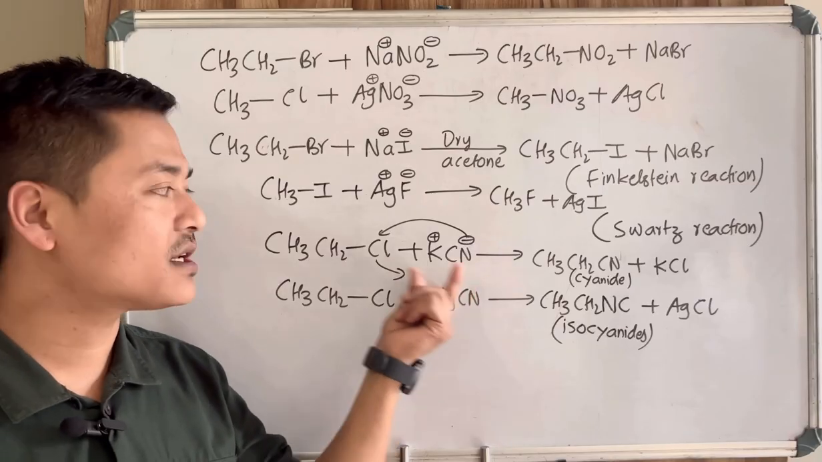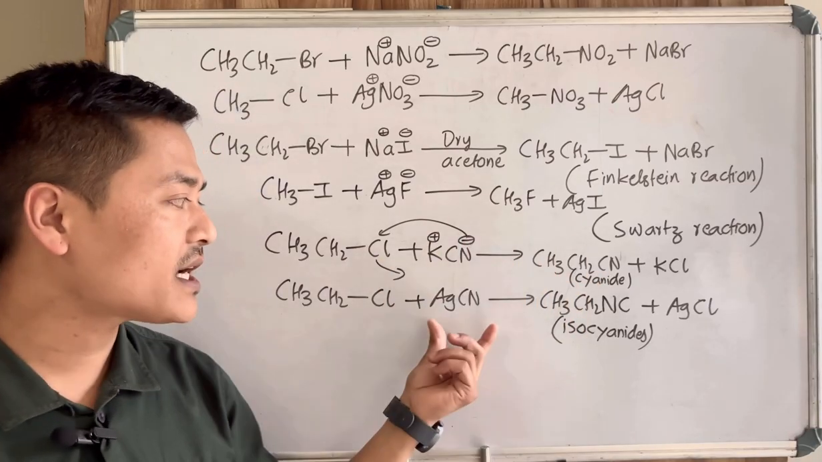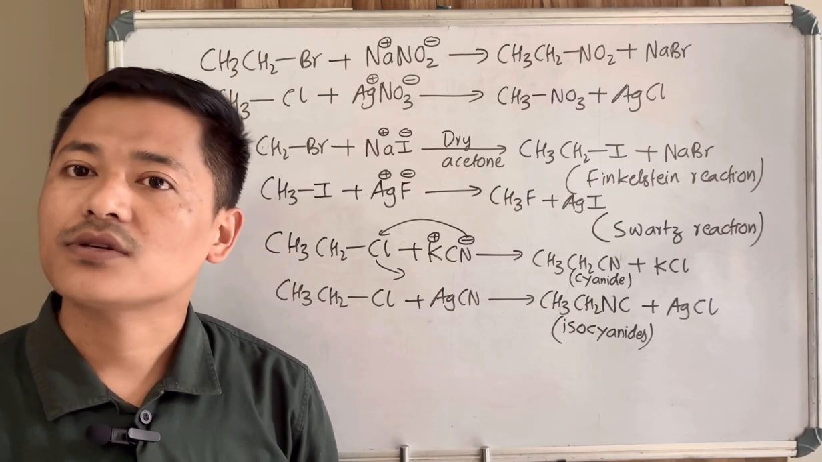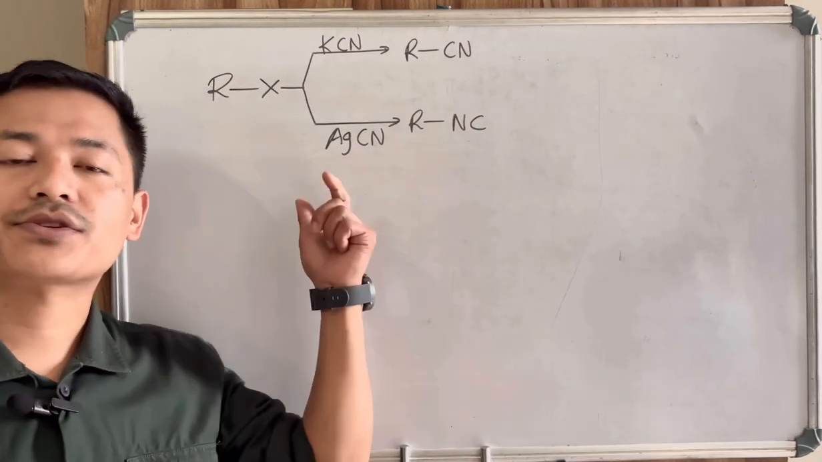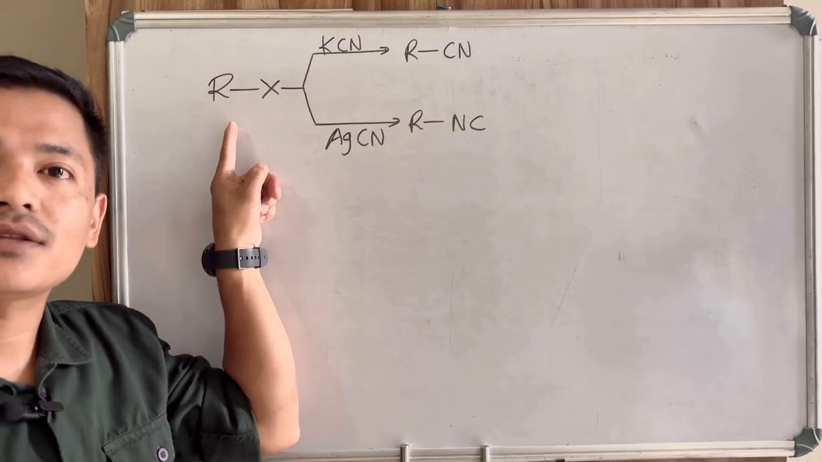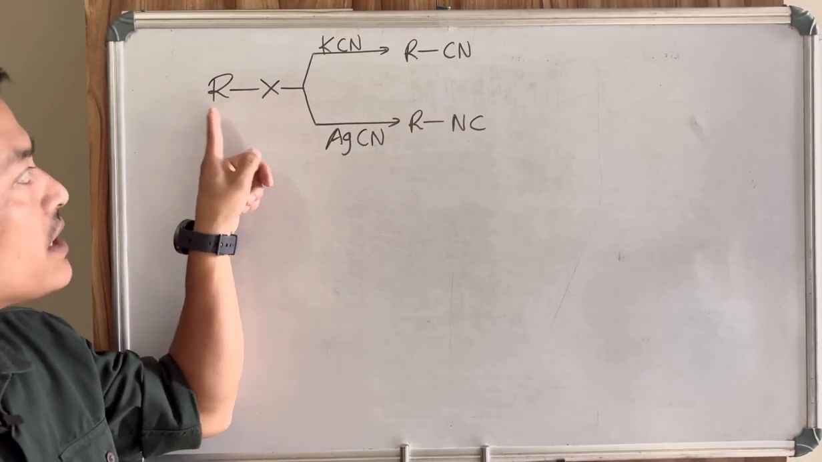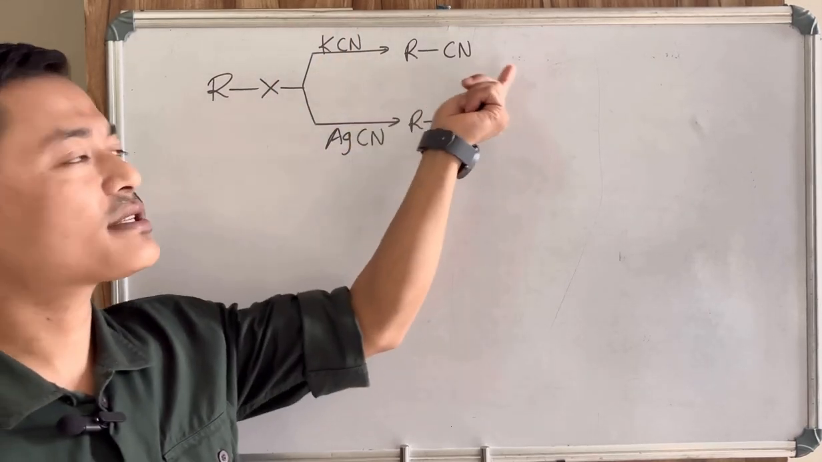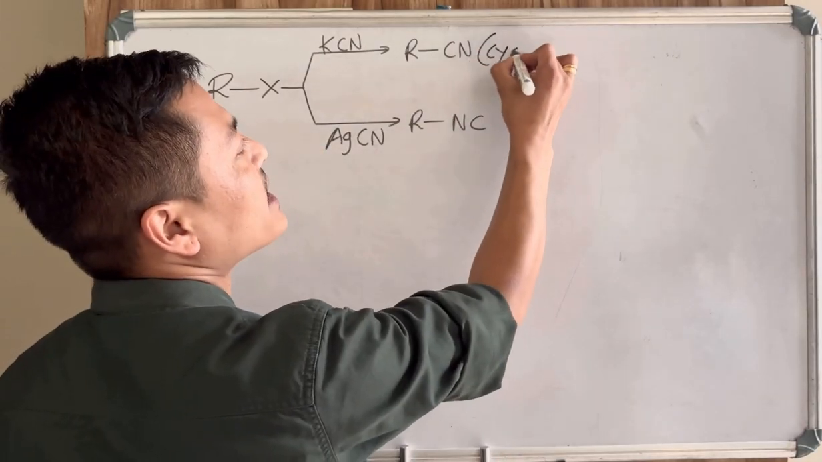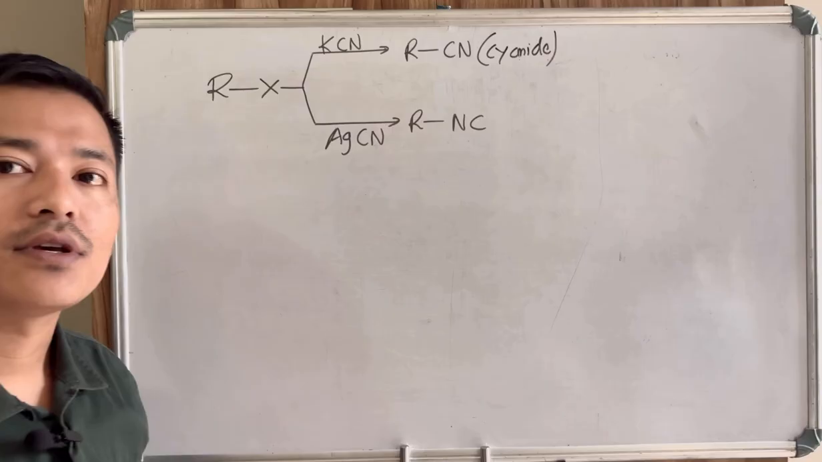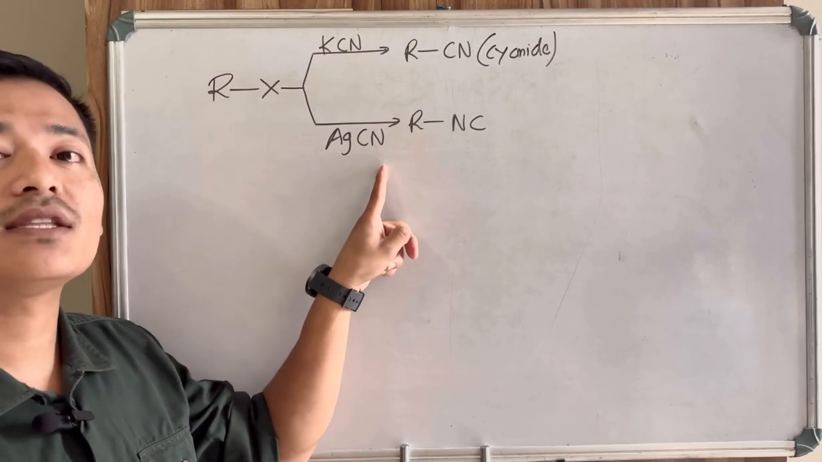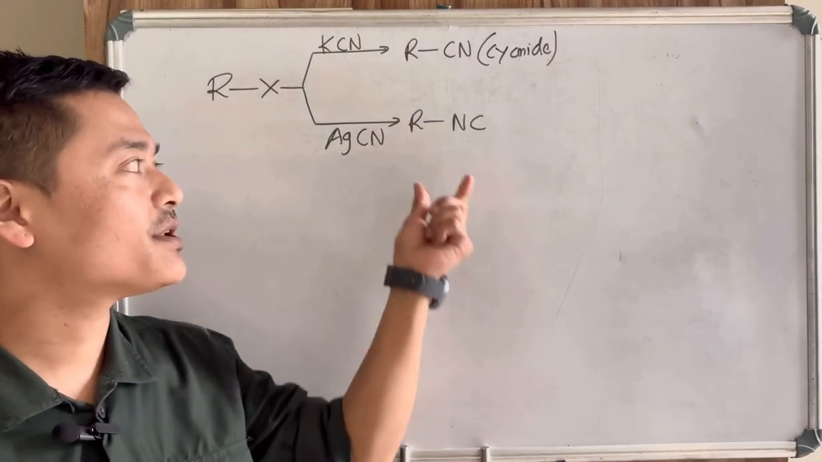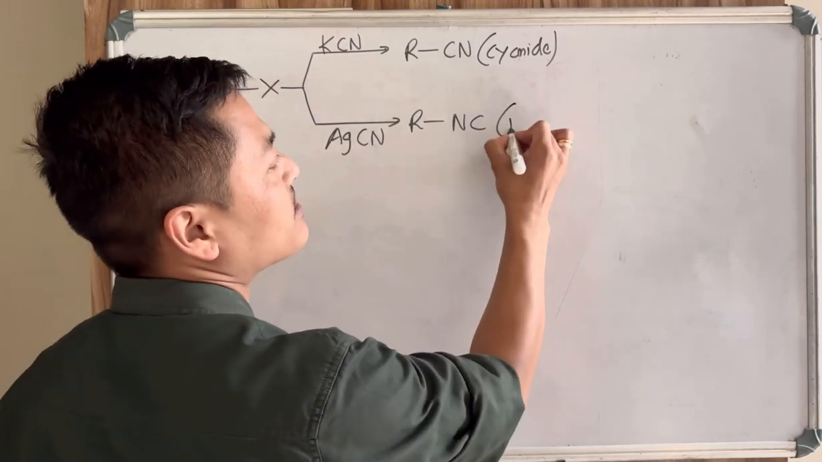If you are using KCN, the cyanide product is the main product. But if you are using silver cyanide AgCN, the isocyanide product is the main product. So why is this difference? You have to understand this. Let us consider this reaction. So this is your haloalkane. It can be anything. I'm just writing RX over here. If RX, that is haloalkane, is treated with potassium cyanide KCN, the product formed is a cyanide, RCN. But if you are using AgCN instead of KCN with the same haloalkane, the product formed will not be a cyanide. It will be your isocyanide. RNC means that is your isocyanide.